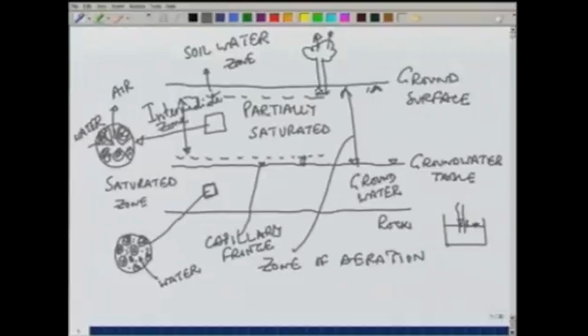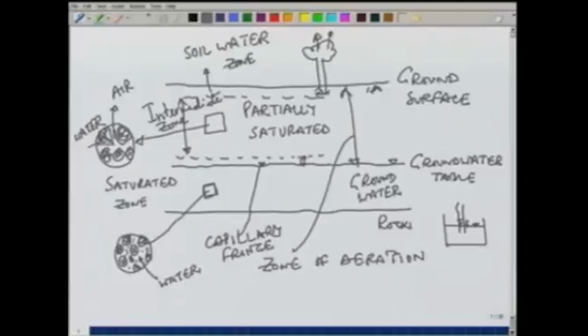So, this is how water is distributed below the ground. We have soil water or soil moisture, then we have intermediate zone, below that we have the capillary fringe, and below that we have the saturated zone, in which we are interested, because this is the zone which will store and contribute to the water when we want to use it.